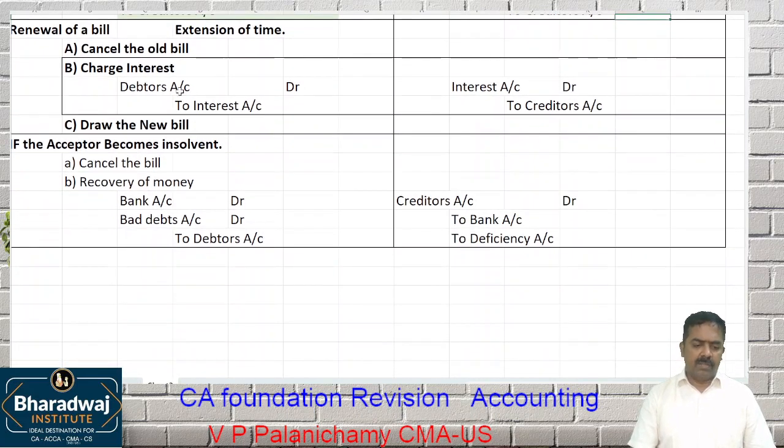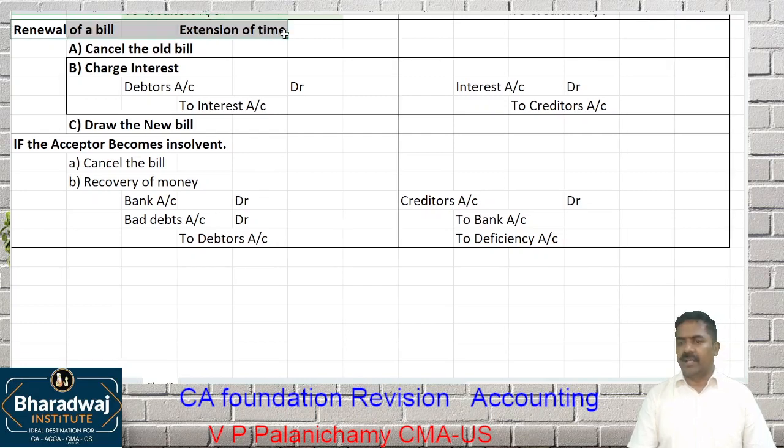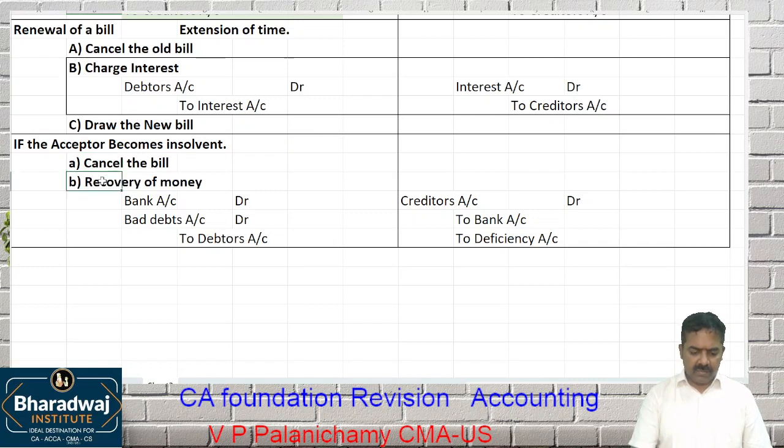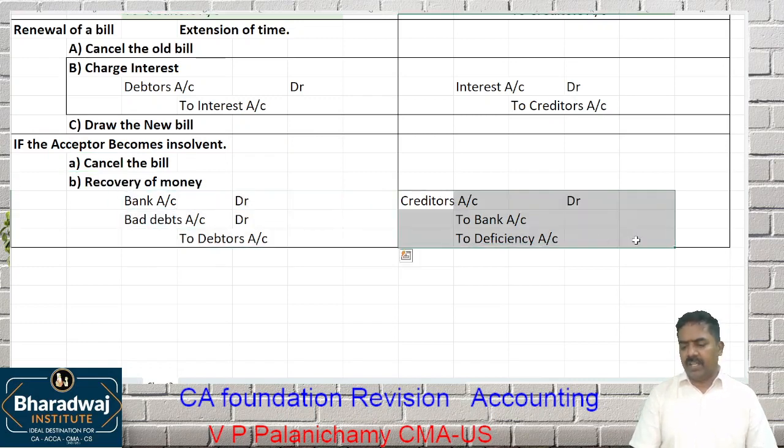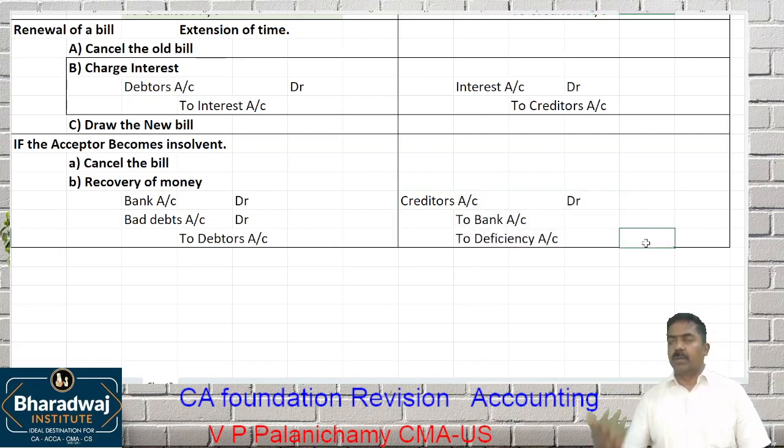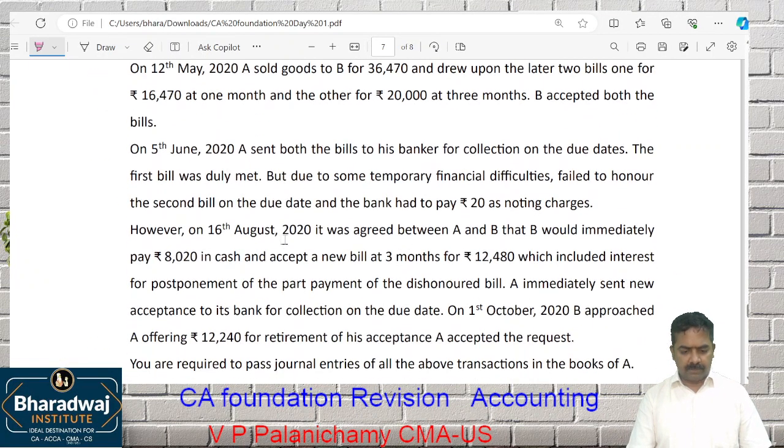If you want to renew the bill, what do you mean by renewal of bill? Extending the time. First you have to cancel the old bill, then charge the interest and draw which one? New bill. If the acceptor becomes insolvent, first cancel the bill, then for recovery of money, bank account debtor, bad debts to debtors. For the money unpaid, it will be called as which one? From paying end, it will be called as deficiency. Receiving end, it will be called as bad debts. Now come back to the question.